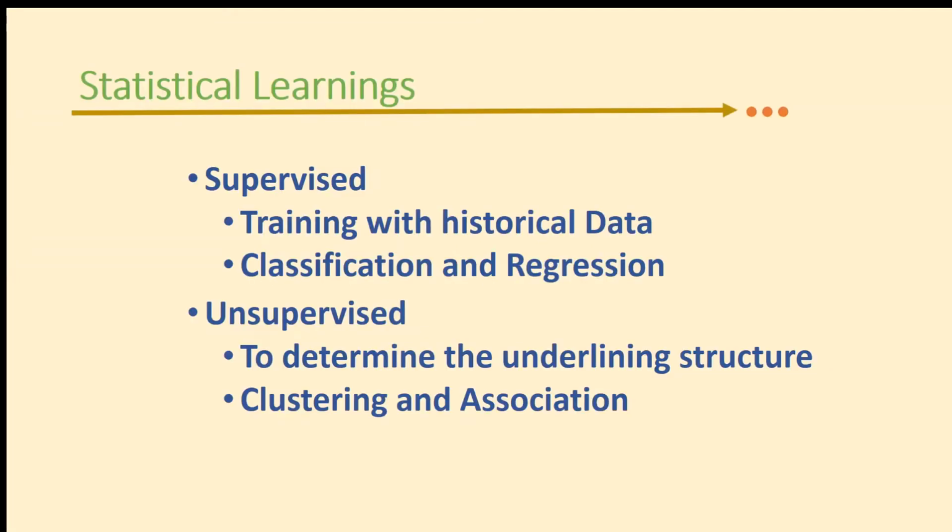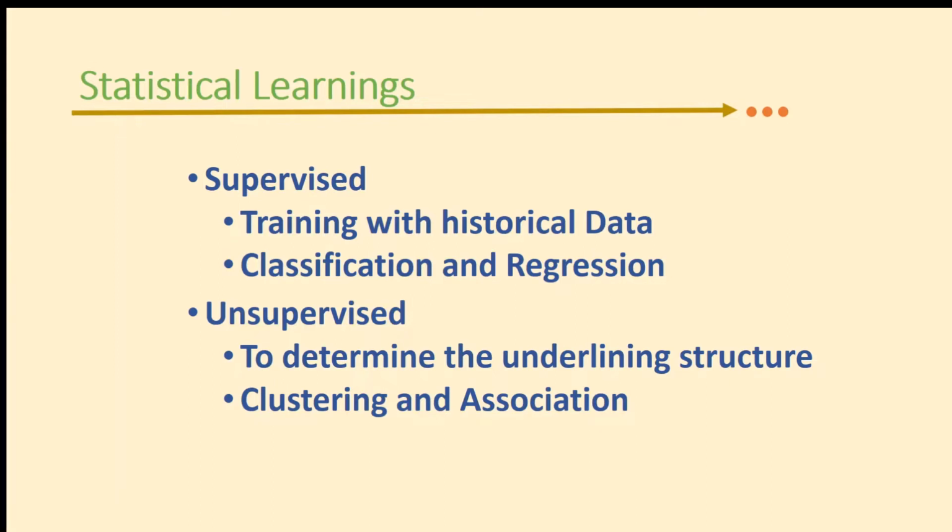Good morning. We know that there are two kinds of statistical learnings. One is called supervised and another one is called unsupervised. In supervised learning, we give historical data to the model. Historical data means we have captured the observations over a period of time. The period may be years or months or days, whatever it may. We have observed the data over the period of time. These are called historical data.